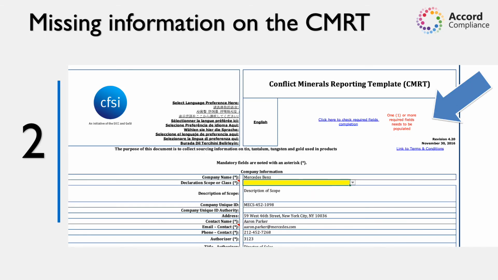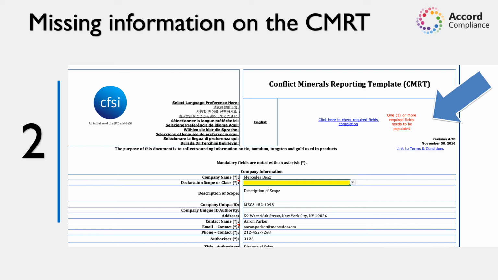The second common mistake would be leaving information out of your CMRT submission template. Whether you're missing some company information at the top of the declarations page or forgetting an answer to one of the mandatory questions, what will essentially result is an incomplete submission.